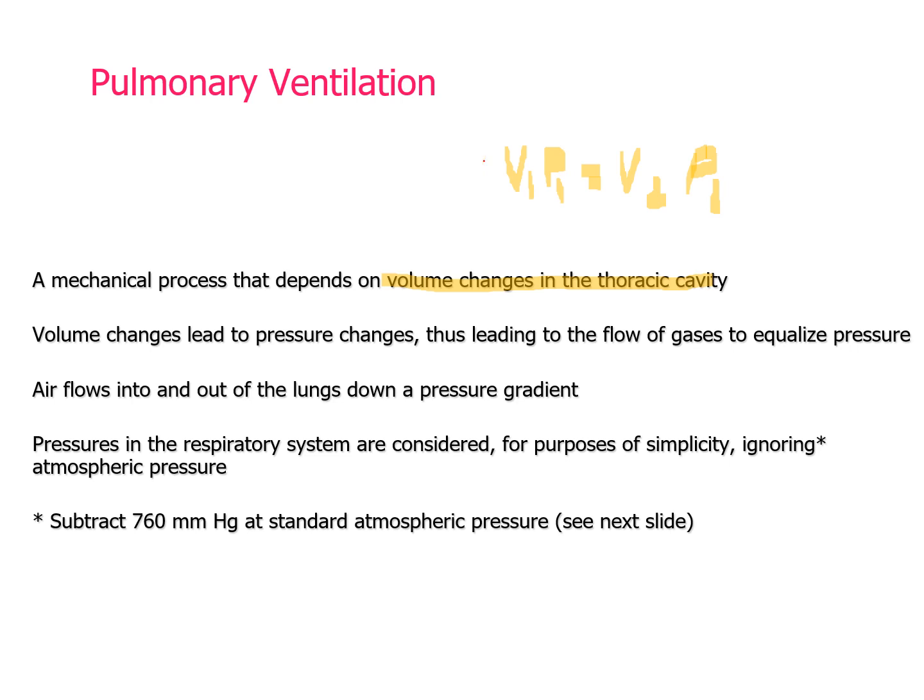Just a second, sorry. As you increase the volume of the thoracic cavity, the pressure drops, and as a result, air flows in. So in the end, the two sides have to be equal in this equation. So air flows in and out, always down the pressure gradient. Airflow is occurring so that you get equalization of pressure between the lungs and the outside.